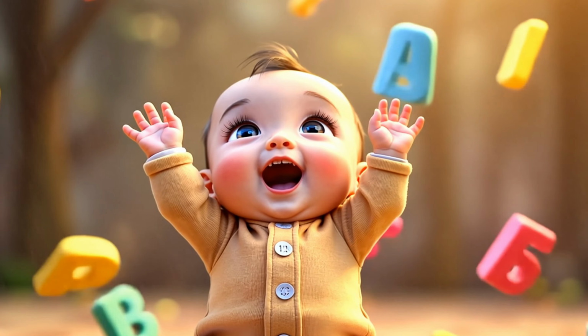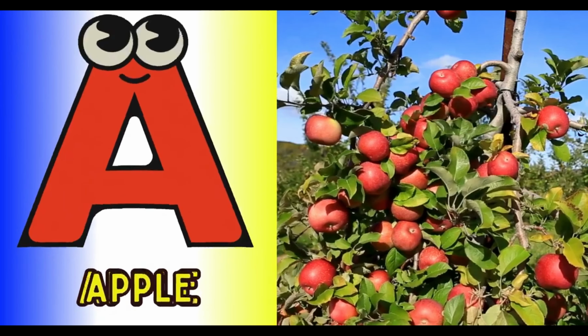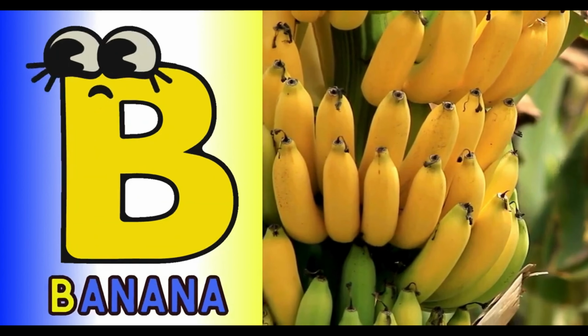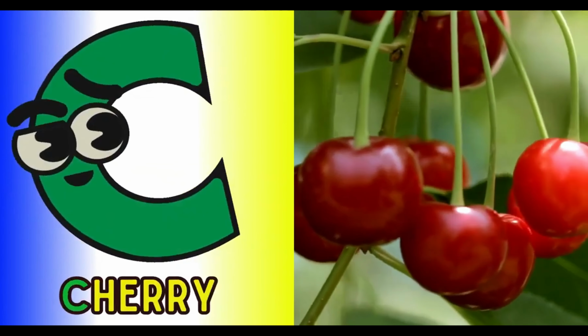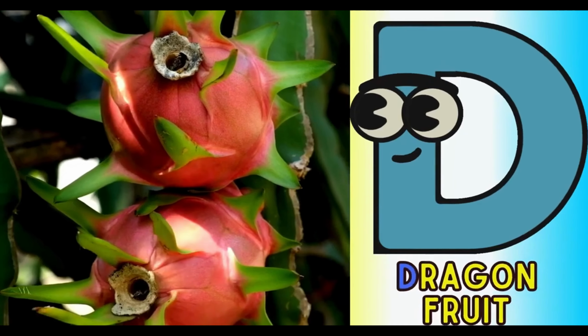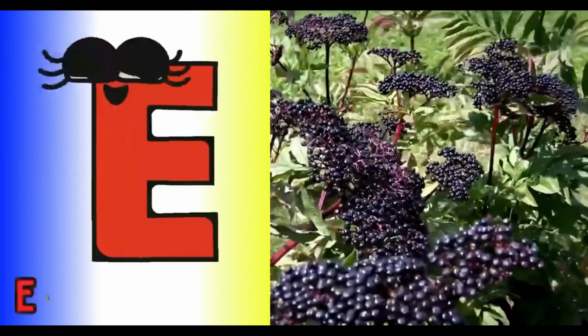A is for apple. A, apple. B is for banana. B, banana. C is for cherry. C, cherry. D is for dragon fruit. D, dragon fruit. E is for elderberry.